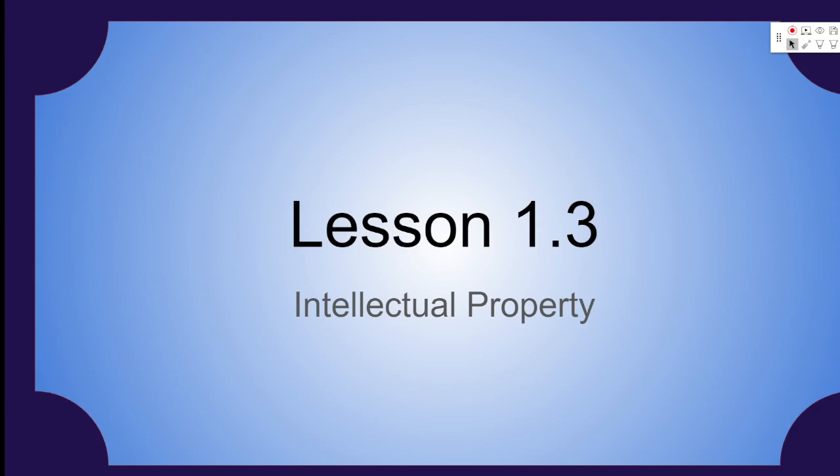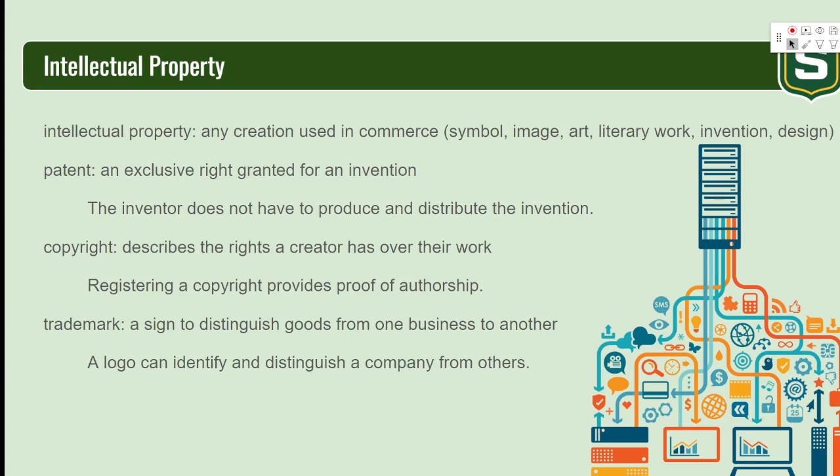Lesson 1.3, intellectual property. So let's say there's stuff on the internet and you want to use it for your class or for commercial use. We need to make sure we're allowed to use things, that we're not plagiarizing, essentially. Intellectual property is any creation used in commerce: symbols, images, art, literary works, inventions, designs, all of those. Basically, if somebody's created something, there's this intellectual property aspect.